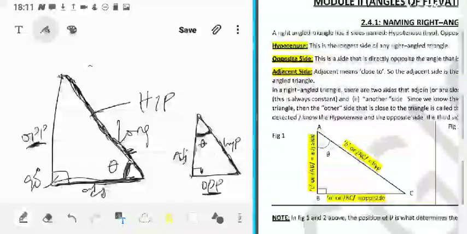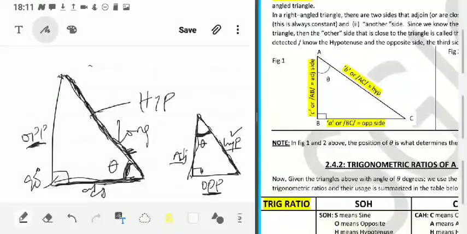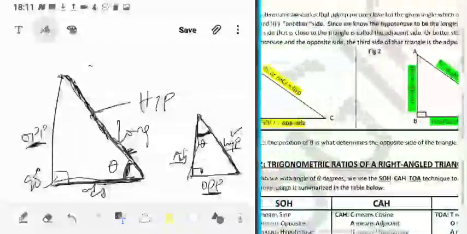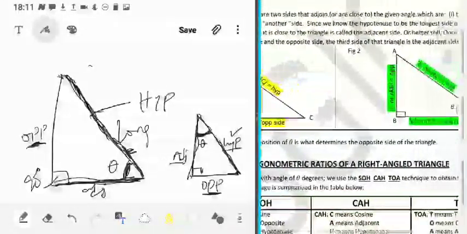So like I said before, there are two sides that are always close to the angle, the hypotenuse and the adjacent. But the hypotenuse is already special. We already know that. So the other side that is close to this angle, aside from the hypotenuse, is known as what? The adjacent side. Okay, so I think I've done justice on that. These diagrams were just illustrating what I was trying to say.